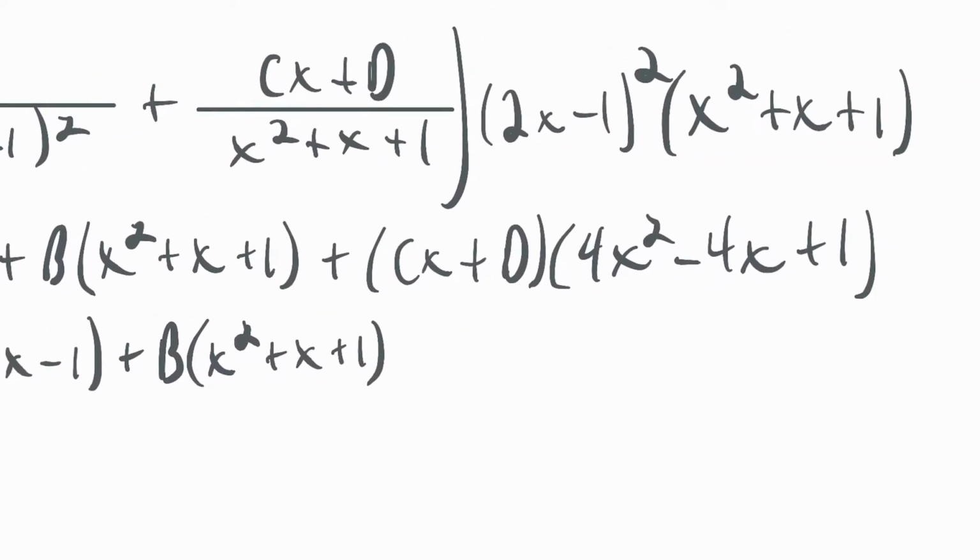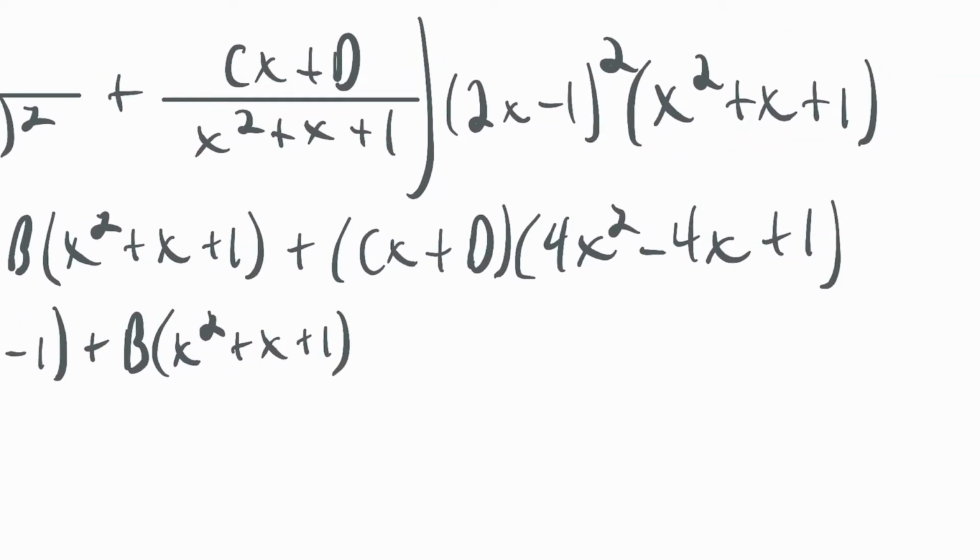That's fine. And then here, I will distribute this. So cx times each one of these, and then d times each one of those. Okay, so plus, so cx times 4x squared, so 4cx cubed. Okay, minus 4cx squared plus cx.